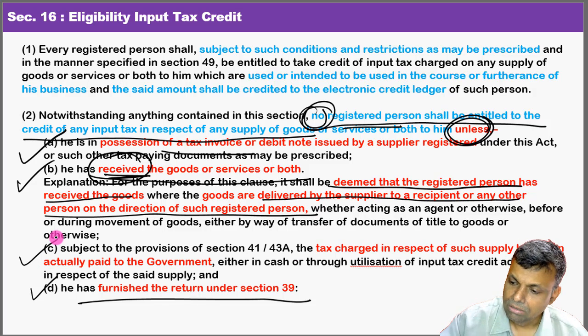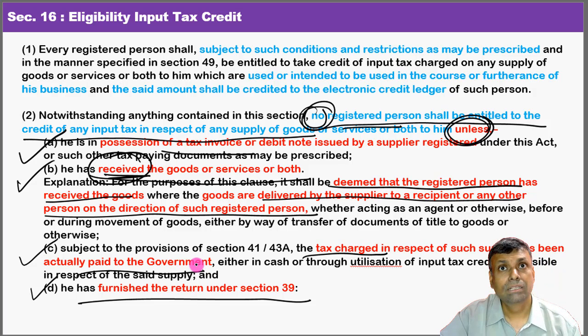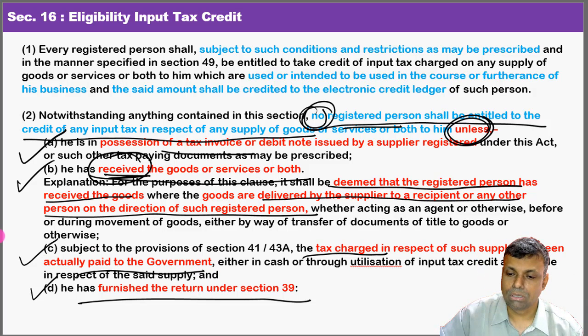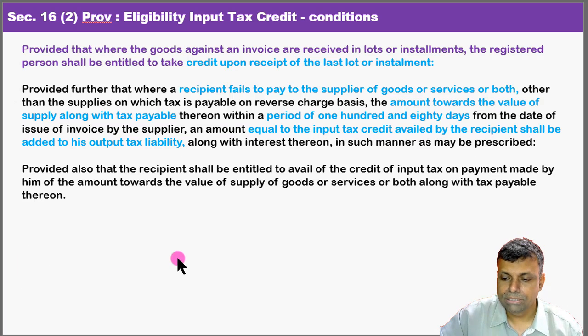Okay. Further, subject to section 41, 43, etc., the tax which is charged in respect of this particular supply has already been paid to the government. In other words, the invoice which I am taking from my particular supplier, that means my purchase invoice, whatever the taxes which I am claiming, the other person should have already paid these particular taxes to the government. In other words, government is never going to give you the credit from its own pocket.